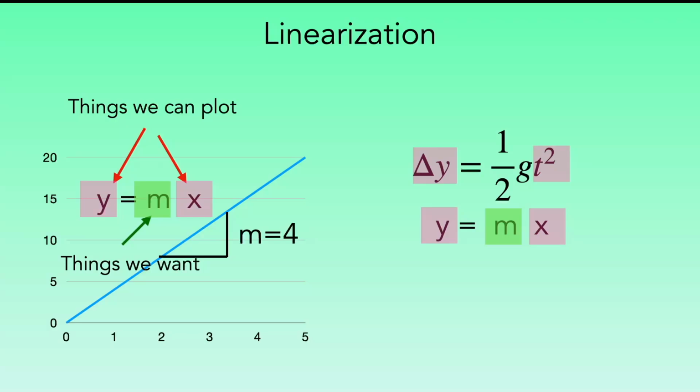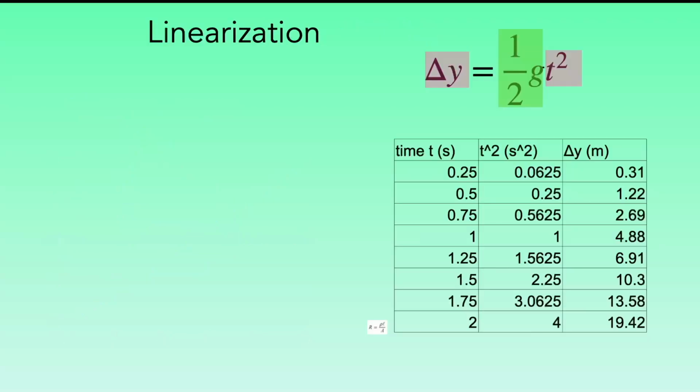This t squared is the trick. Instead of graphing t on the x-axis, we graph t squared. So we actually have to make a new column in our data. And this is what that would look like. We had the time and the delta y, right? But now we're going to add this new column, t squared, which for every entry in there, we're just going to take 0.25 squared is 0.0625, 0.5 squared is 0.25, etc.